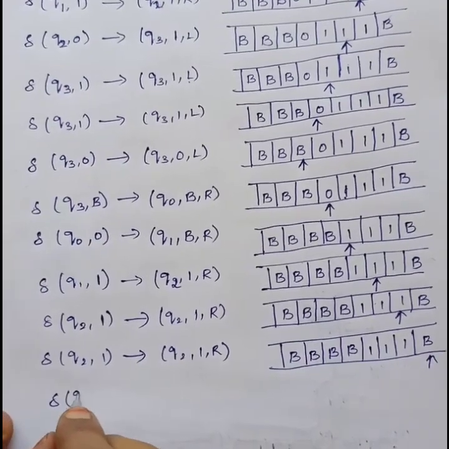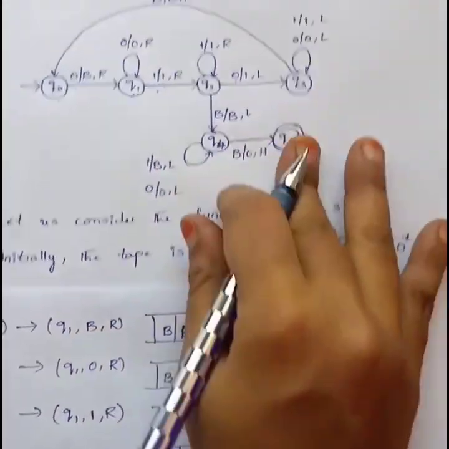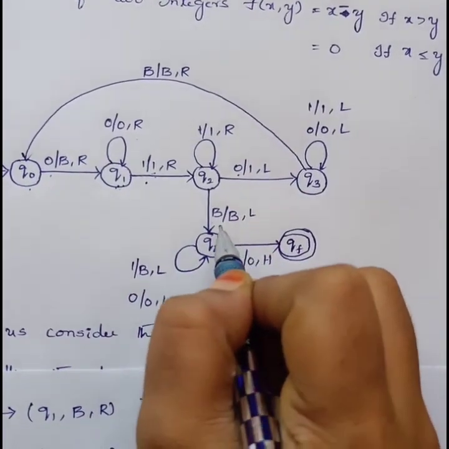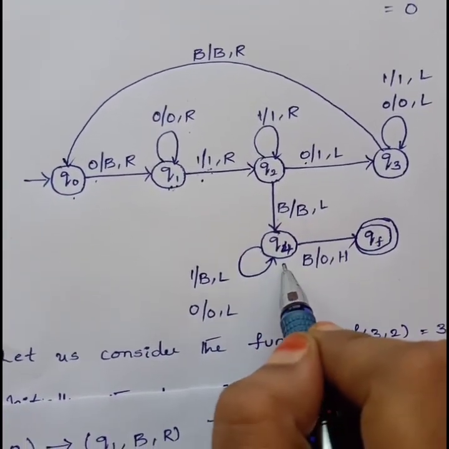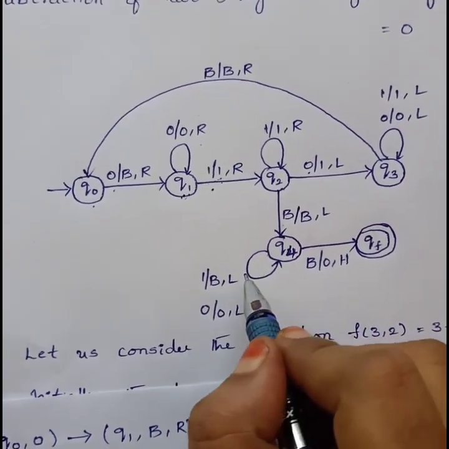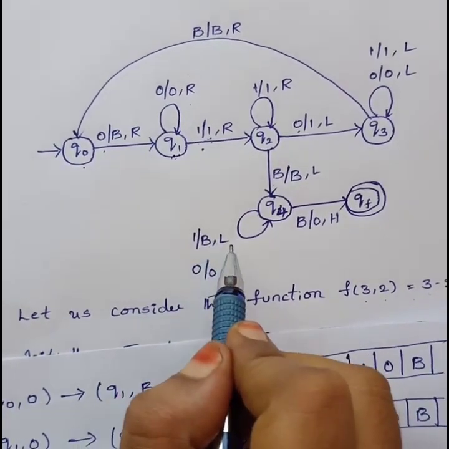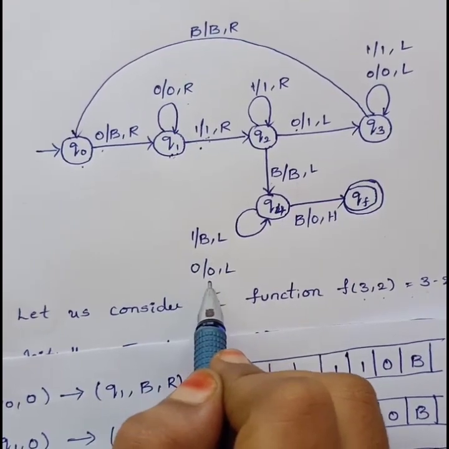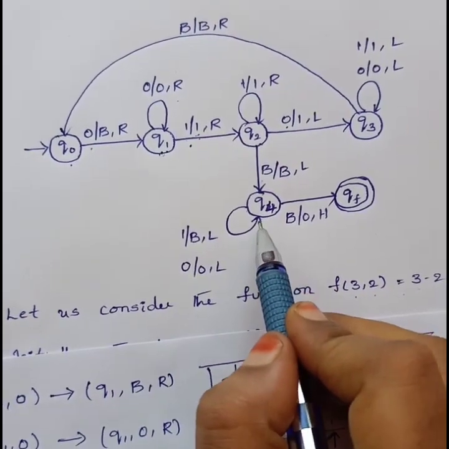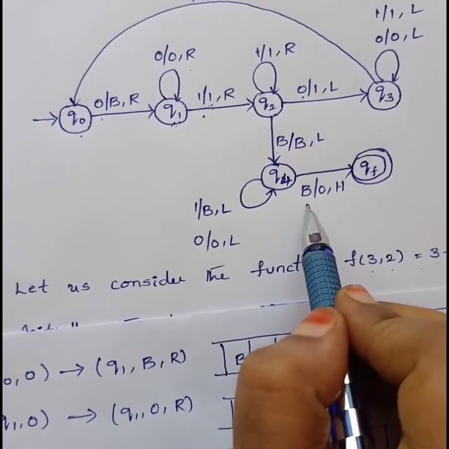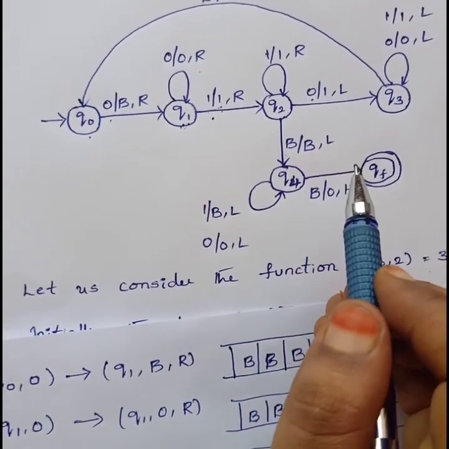In this particular stage, in Q2 state, if I get B, see the transition diagram. In Q2 state, if I get B, that B is rewritten as B itself. I am moving to left by changing the state to Q4. In this state, if I get 1, then it is rewritten as B and move to left. If I get 0, rewritten as 0 itself and keep on moving to left. And in Q4 state, if I get B, then this B is rewritten as 0, and there we halt the entire Turing machine.